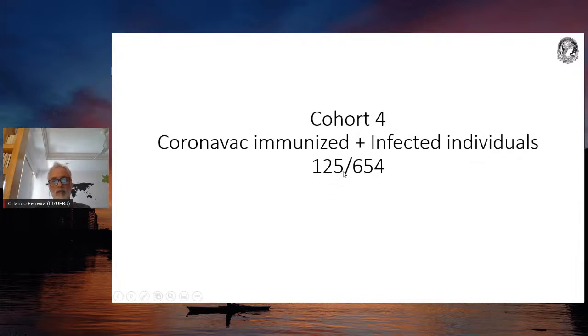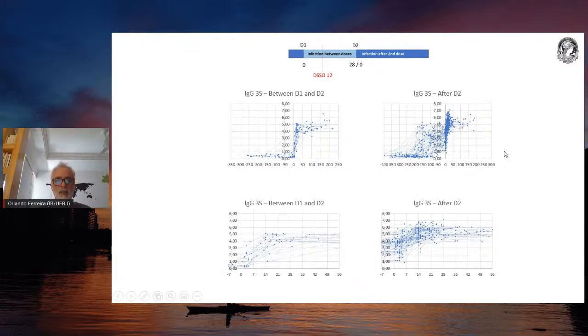We have 125 individuals in this group contributing to 654 samples, and these represent breakthrough infections, and this is the most important to us right now. So here we're comparing if the individuals get infected between doses and after the second dose, okay?